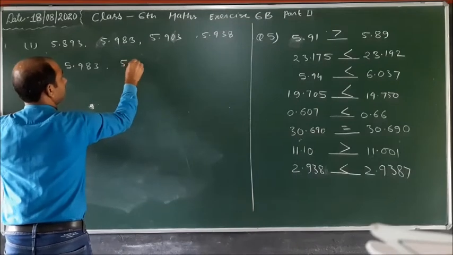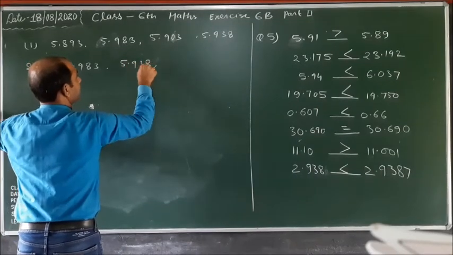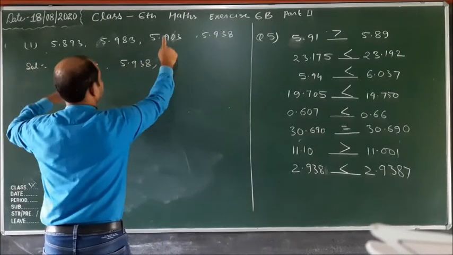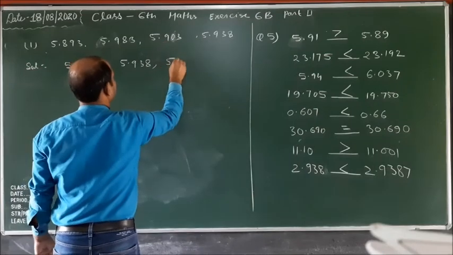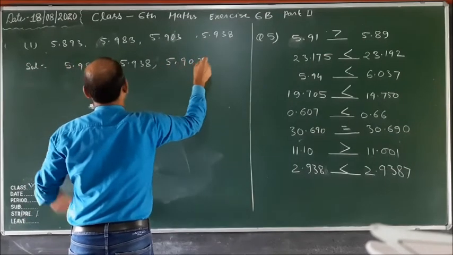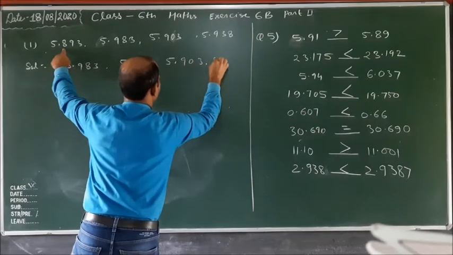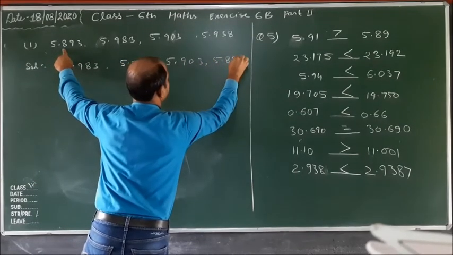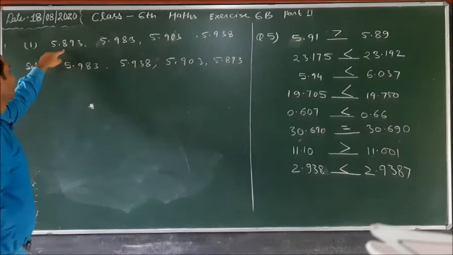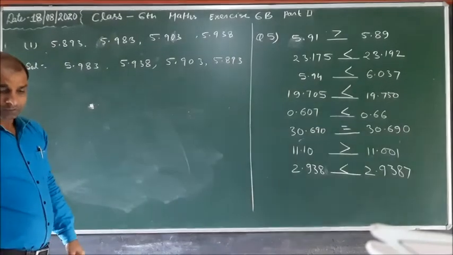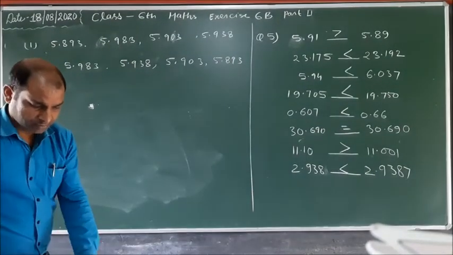Then 5.938 is the second greatest number. After this number we write 5.903. After this number, the smallest number, 5.893. Okay.